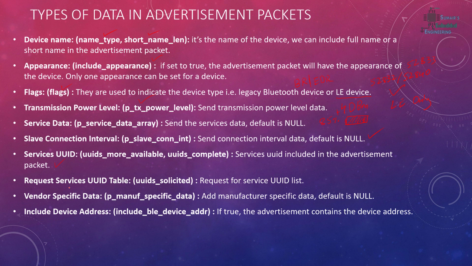Then we have request services UUID table. If we want to request a services UUID list, we can include this. We can also include vendor specific data or the manufacturer's data. For example, if you are creating some special application and you want to include your own data, you can use this. And then we have include device address, which basically includes the device's address.